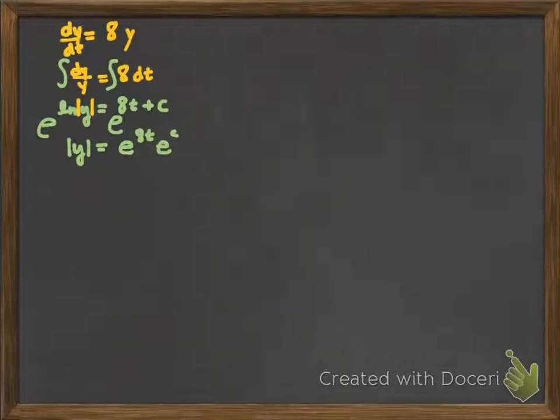What's c? Some number we don't know, and now I have e to some number I don't know, right? Well, I'm just going to call that c sub 1. So now I have c sub 1 e to the 8t equals the absolute value of y.